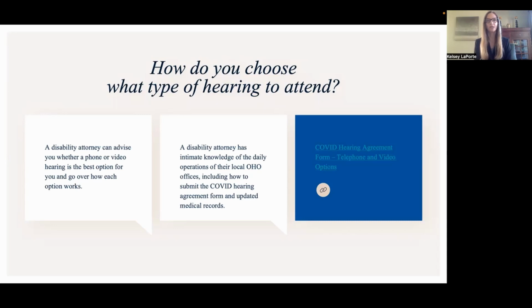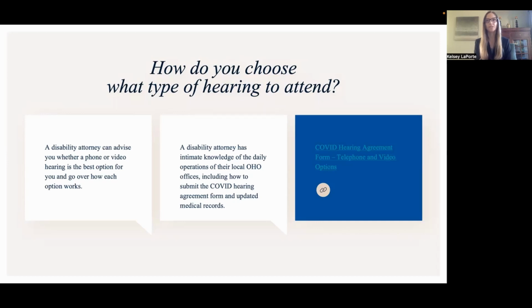A disability attorney also often appears in front of the same ALJs, and so we have intimate knowledge of the daily operations of those judges and their local OHO office, including how to submit the proper forms, including the COVID agreement form and important medical records. So after you file your request for hearing, your local OHO will mail you a packet, including this COVID-19 form. You should complete and return the form as soon as possible to avoid delays with scheduling.